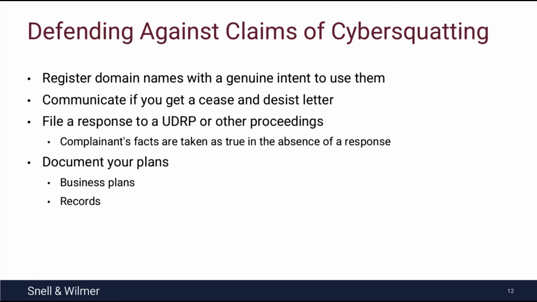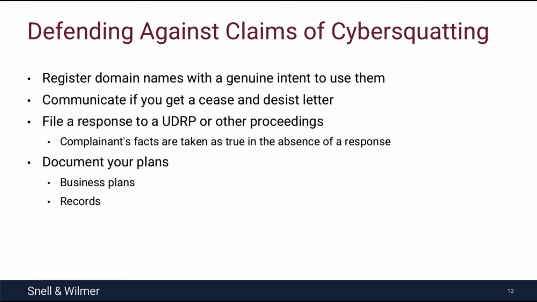Now, let's say you get that cease and desist letter. What do you do? I think one of the worst things you could do is not communicate. If you've got a legitimate use of the domain name and you get a cease and desist, you want to go back to the sender of the letter and say, look, here's my plan for my domain name, and here's why I plan to use it. If you start to give them facts and things that are concrete as to what your legitimate use is, you're making it much more difficult for them to file a UDRP action.